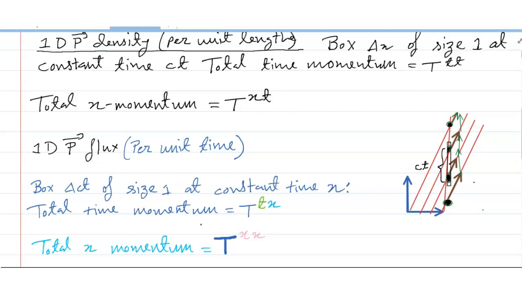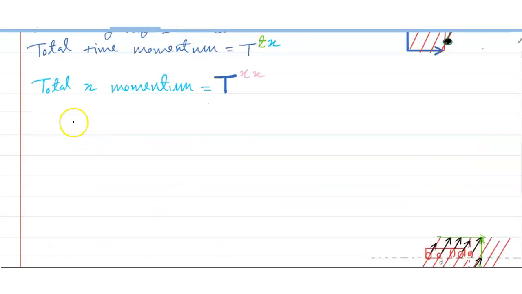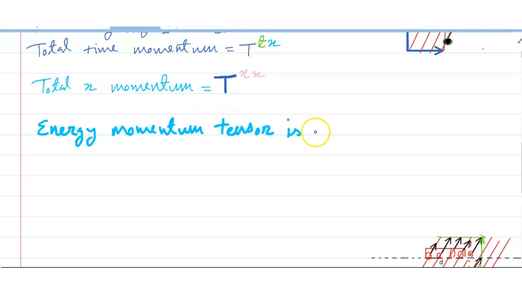We can also look at the total momentum contained in the x flux of particles, which is just particles that pass through some point at a constant x value in 1 unit of time, which is represented by a vertical. So friends, now we will say that the energy momentum tensor is symmetric, so T alpha beta equals T beta alpha.